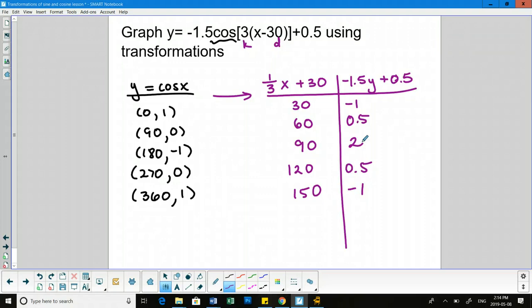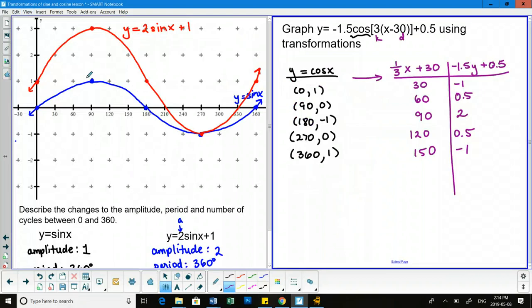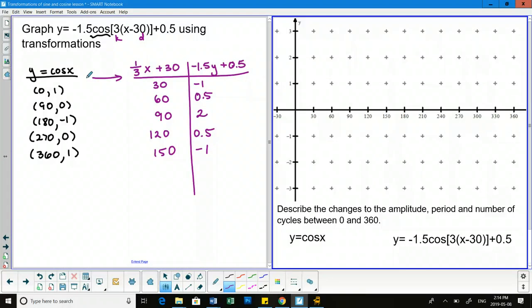Do we have to always graph the parent function? So usually what I ask you to do is graph one cycle of the parent function and 2 cycles of the transformed.